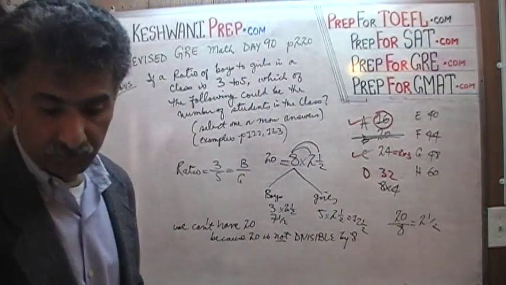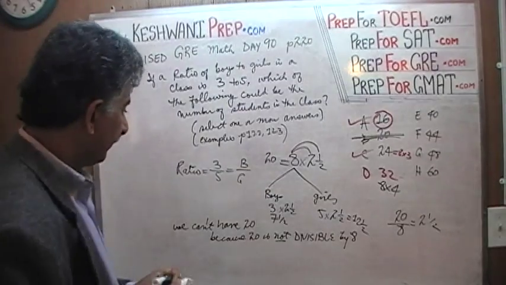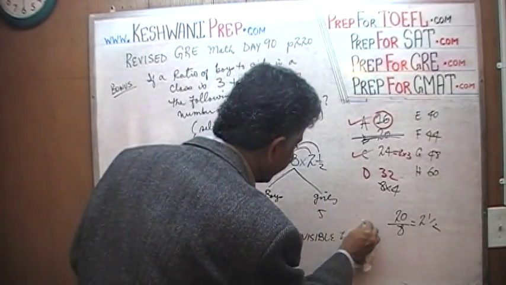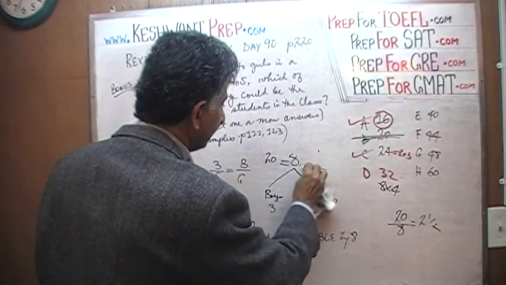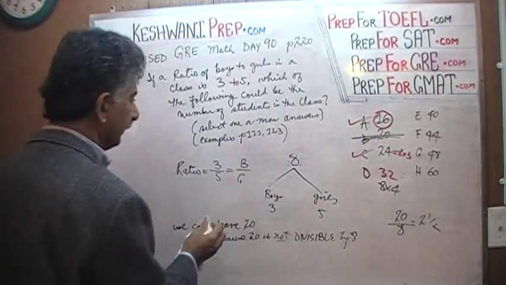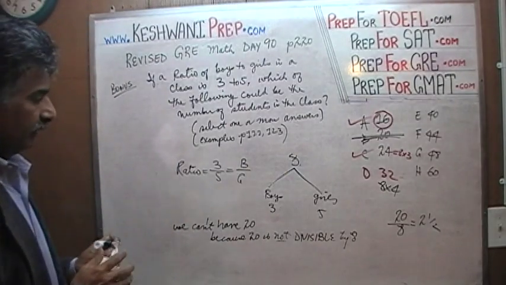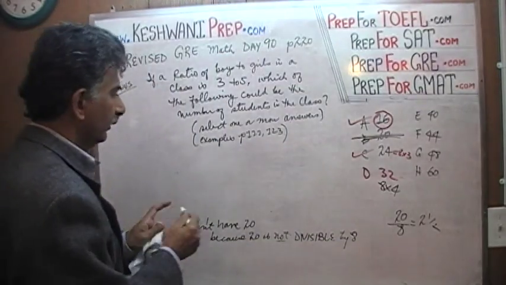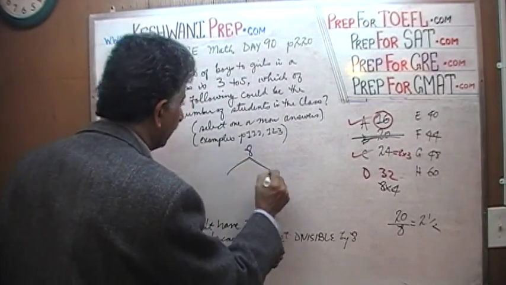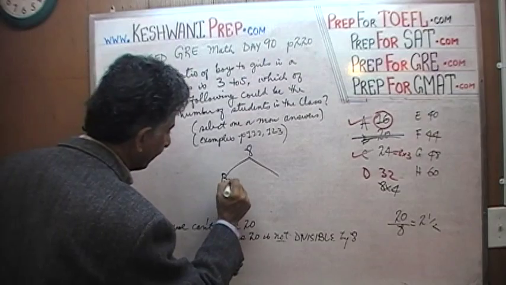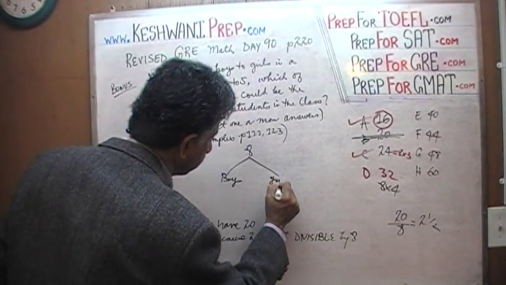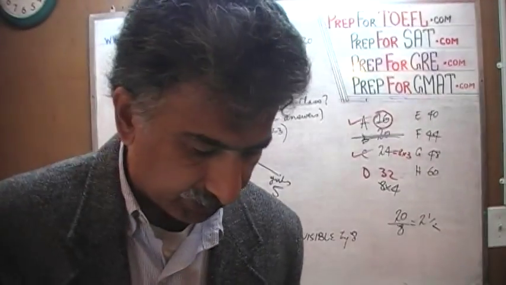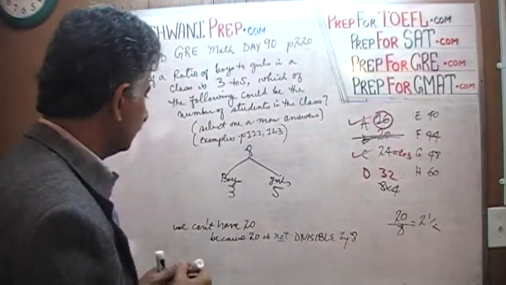8 fours are 32. It is quite possible for us to have 32 people in this class. If we have 32 people in this class, let's see what would happen here. Out of every 8 people, we have 3 boys and 5 girls. So can we have 32? Of course we can, because 8 fours are 32.